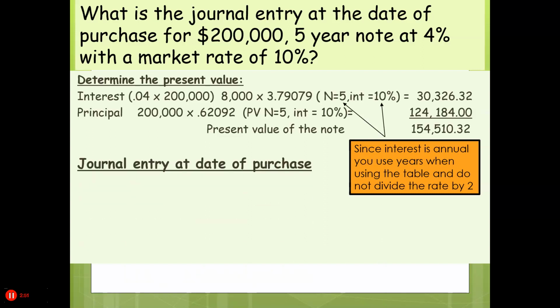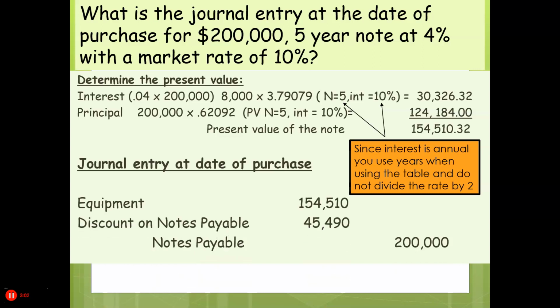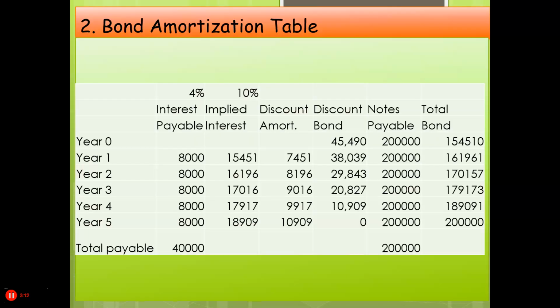Now, what's our journal entry at the date of purchase? Well, we're going to use that $154,510 as the value of the equipment. The notes payable is $200,000, and the difference is the interest that we're going to expense over time, and that's $45,490.